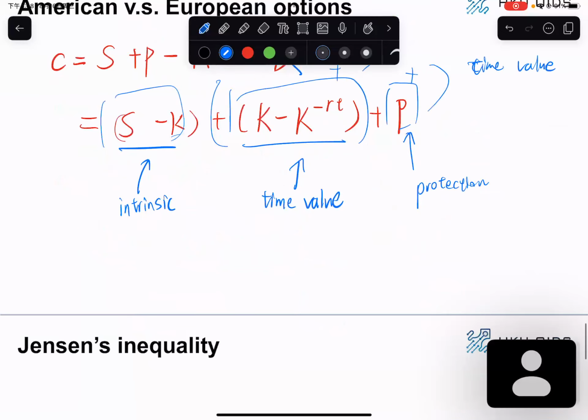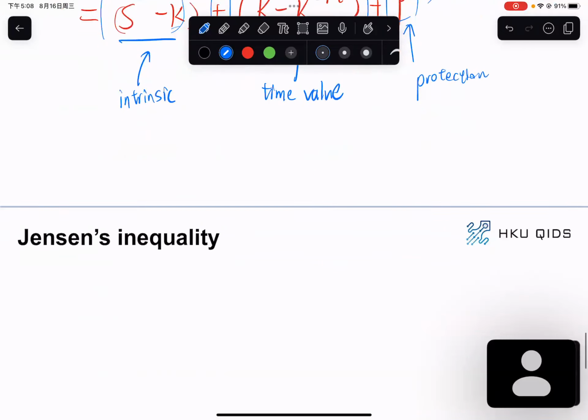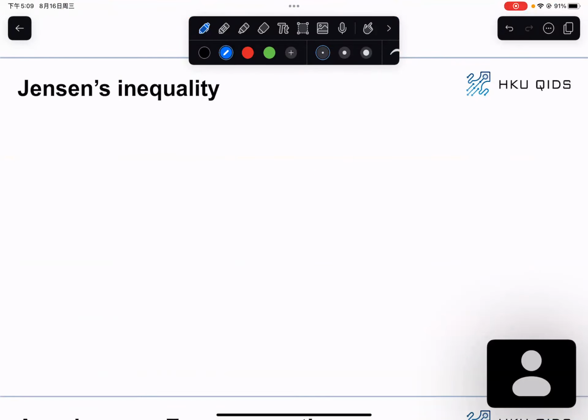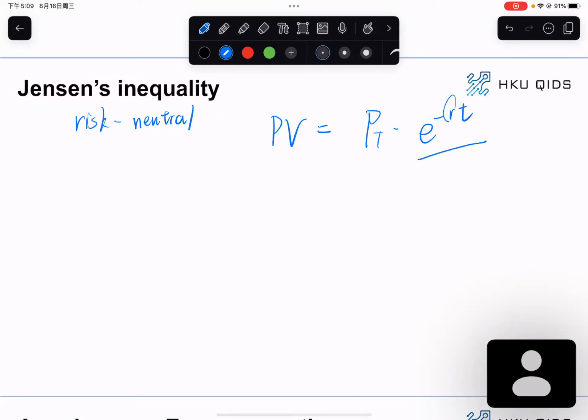And last but not least, I'm going to introduce the last way, which is the mathematical way, relying on the risk neutral assumption, okay? What is risk neutral? It means that the present value can be evaluated at price T discounted by the continuous interest rate. Okay, it is risk neutral.